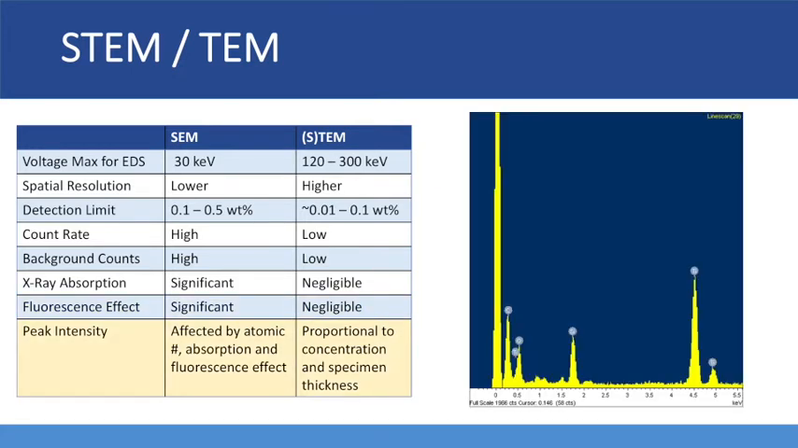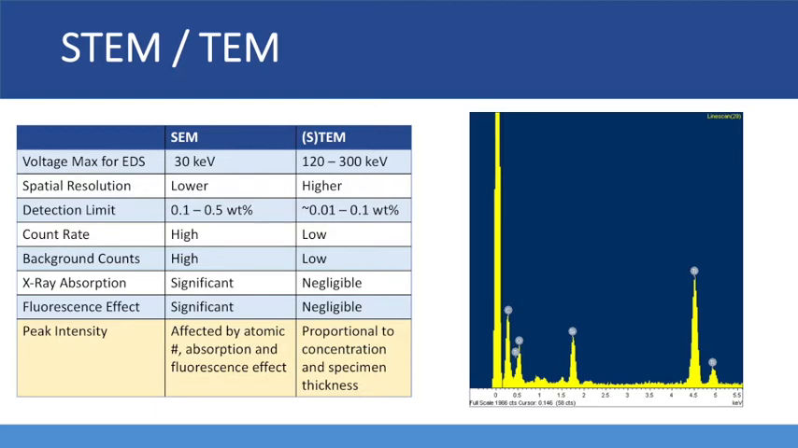Because of the absorption, fluorescence effect, and the dependence on the atomic number, it is very complex to relate the peak intensity of a thick SEM sample to a quantifiable value. On the other hand, since the absorption and fluorescence is negligible or easily calculated in the thin transmission samples, it is much more reliable to draw quantification data from the peak intensity. Therefore, in these thin samples, the peak intensity is proportional to the concentration and specimen thickness.